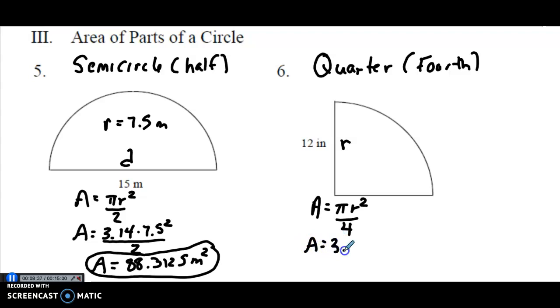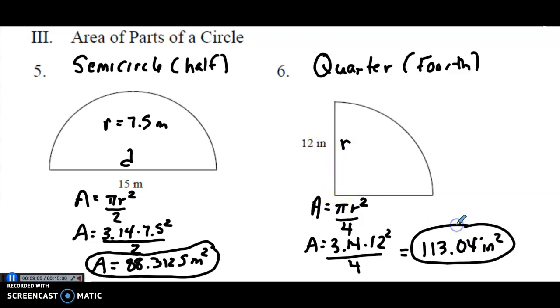So we'll plug in our numbers: 3.14 times 12 squared, and divide that by 4. When we do all that, we get 113.04. And our unit is going to be square inches again, because we're covering these up with little squares of the given unit. This is the correct answer to number 6.